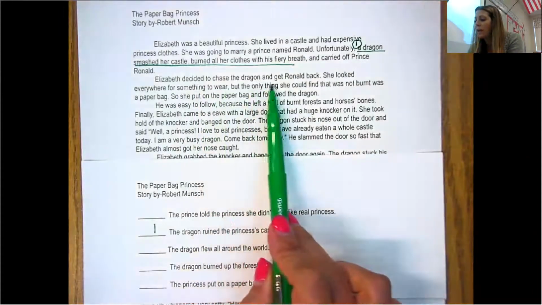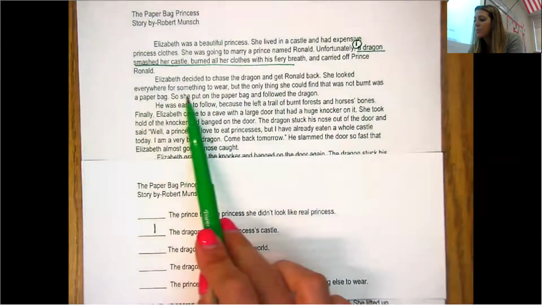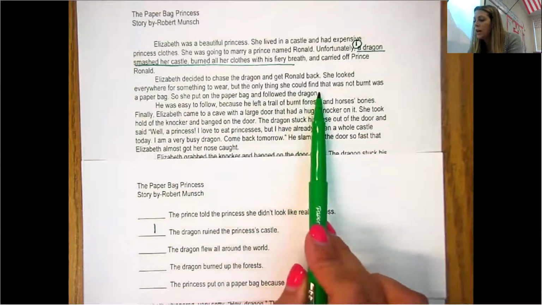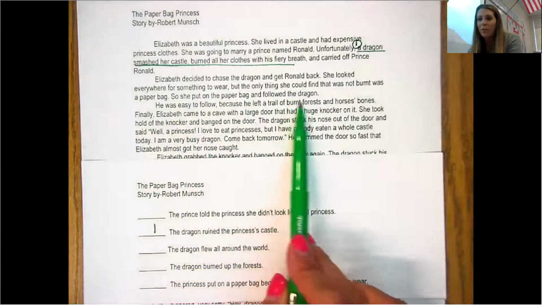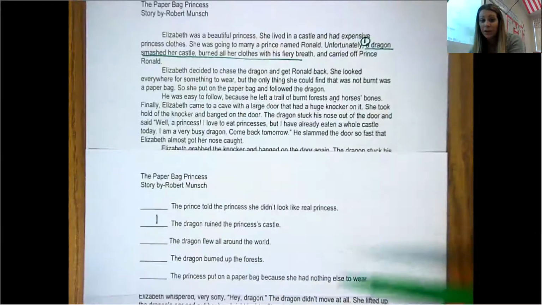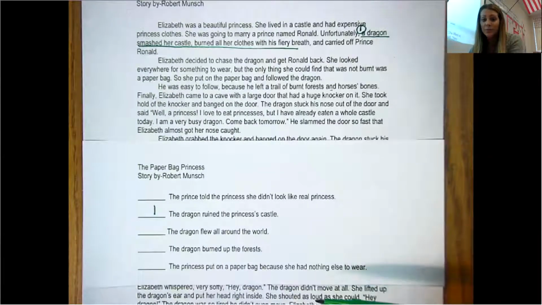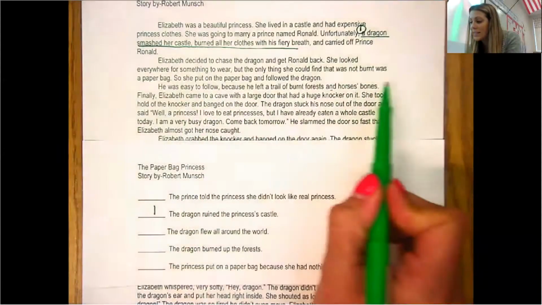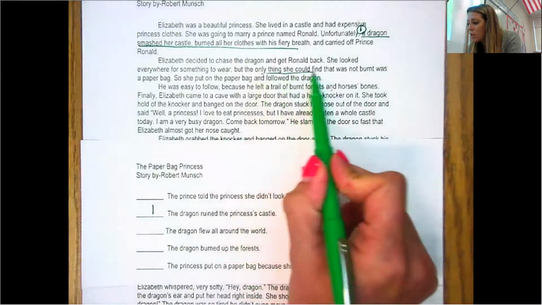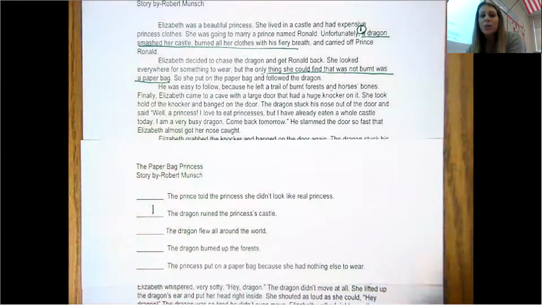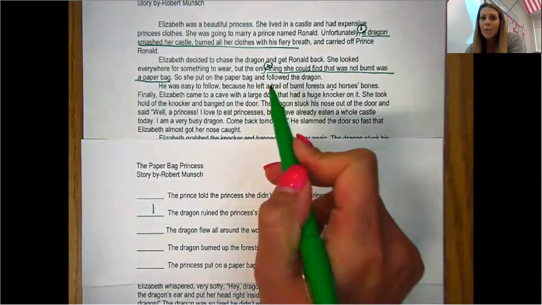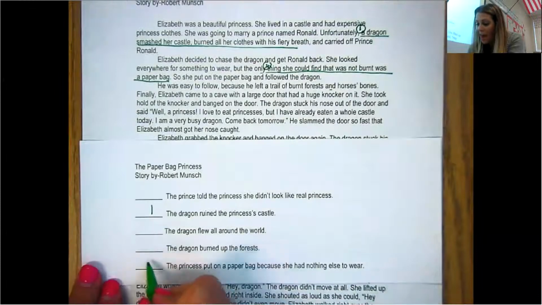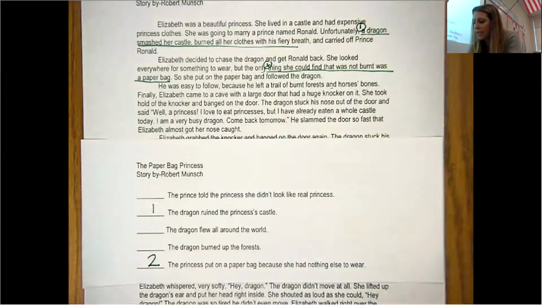Elizabeth decided to chase the dragon and get Ronald back. She looked everywhere for something to wear, but the only thing she could find that was not burnt was a paper bag. So she put on the paper bag and followed the dragon. Do you see one of those here? Which event did we just read about? The princess put on a paper bag because she had nothing else to wear. Yes, and that was in that second paragraph. The only thing she could find that was not burnt was a paper bag. So what are we going to put next to that? A number 2. So every time I'm putting it in order, I'm writing the number on the paper. All right, let's see what comes next.